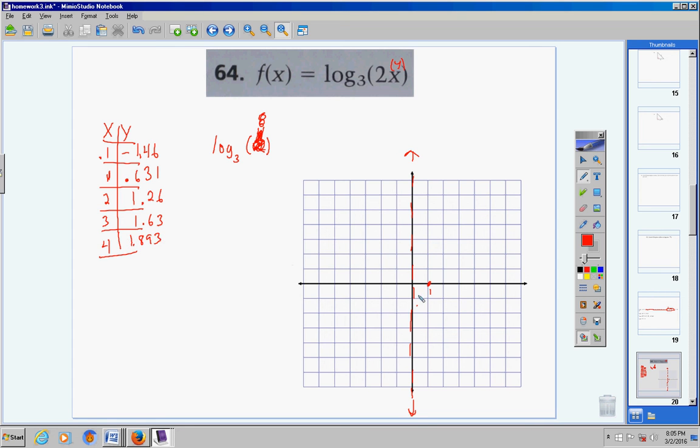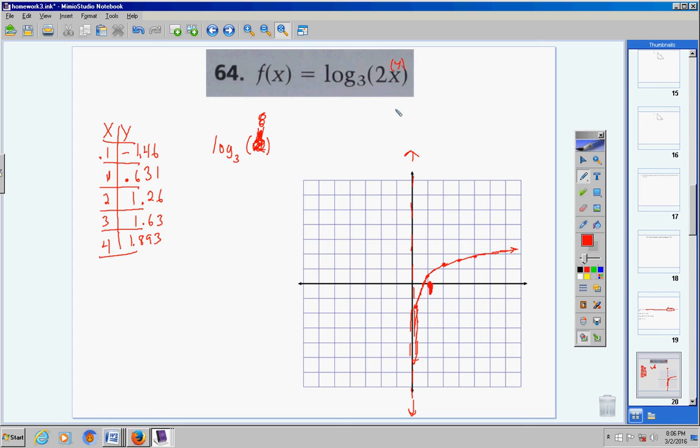And so here we go. Point 1 is at negative 1.46. 1 is at 0.6. 2 is at 1.2. 3 is at 1.6, and 4 is at 1.9. So you can see the natural curve taking place, just like it's supposed to. Now this point right here is not supposed to be on the graph. It's nothing.